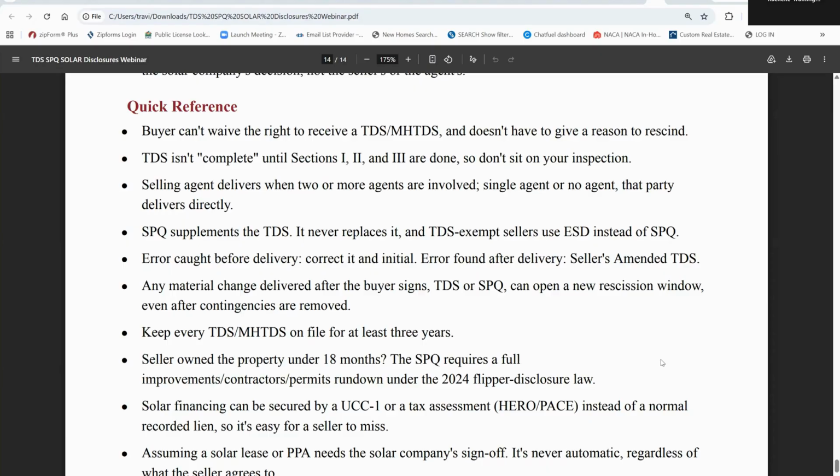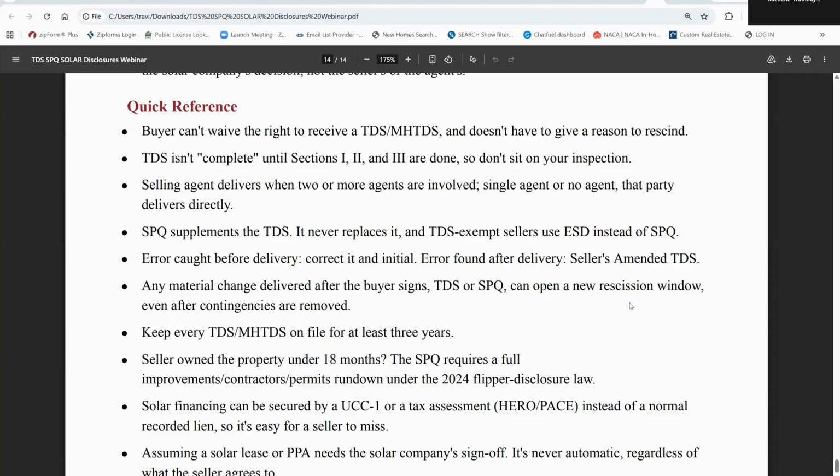Error caught before delivery, corrected at initial. Error found after delivery, seller's amended TDS. Any material change delivered after the buyer signs, TDS or SPQ, can open a new rescission window even after contingency is removed. Keep all your stuff for 3 years, all of your files, all your documents.